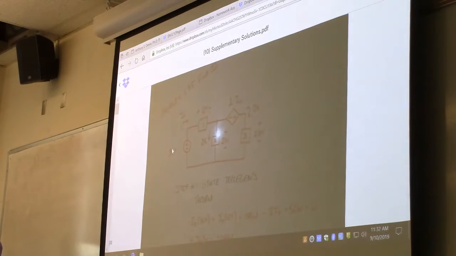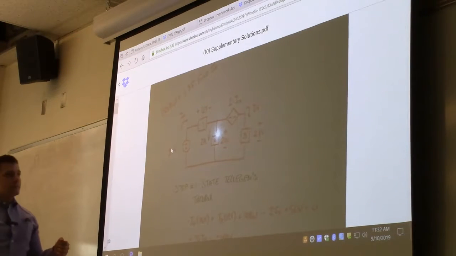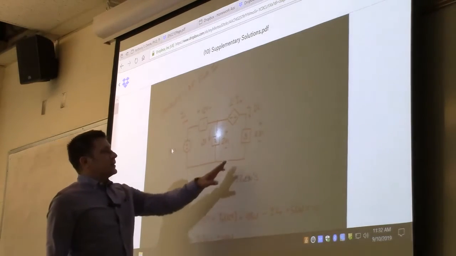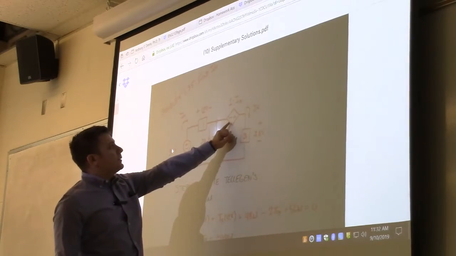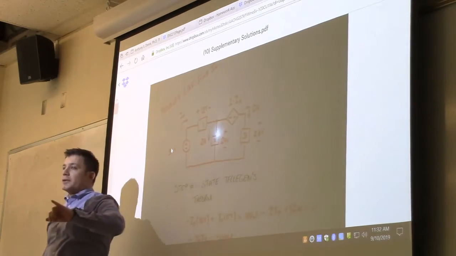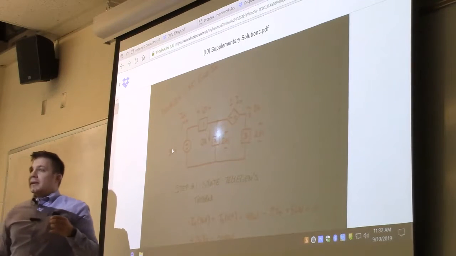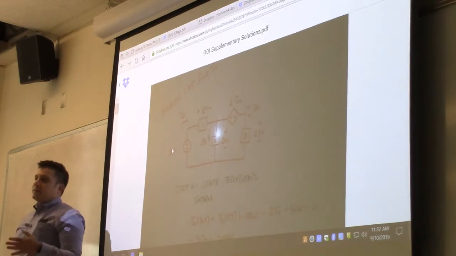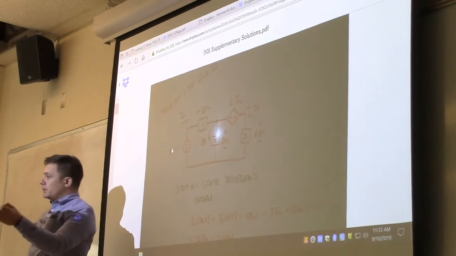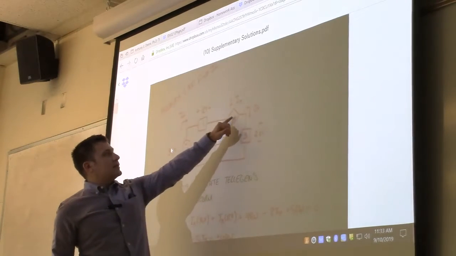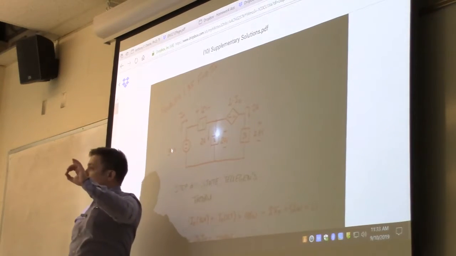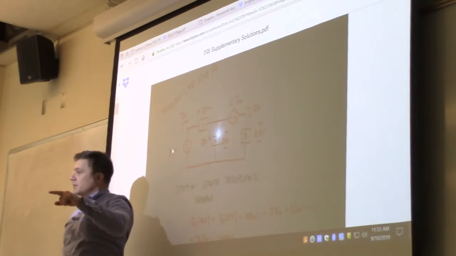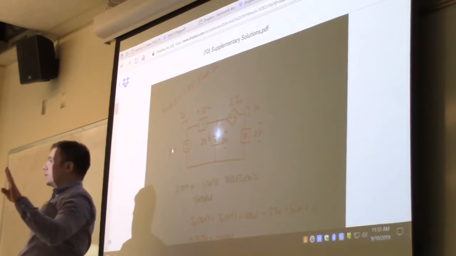KCL tells you that the current leaving the center node will be equal to the current entering the center node. Then what we have is this third element that has 28 volts across it. And then we have this dependent source. So this is what we're going to talk about today, dependent sources a little bit. But the dependent source is really not that complex. It's just the voltage across these 2 terminals is going to be equal to whatever the current is. So if Ix is 4 amps, that means that the voltage across those terminals is 4 volts.